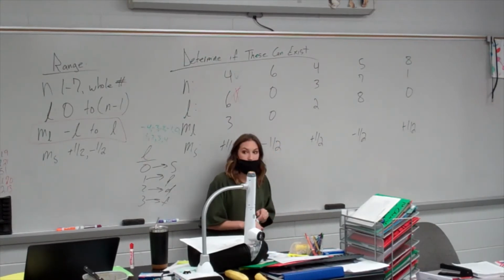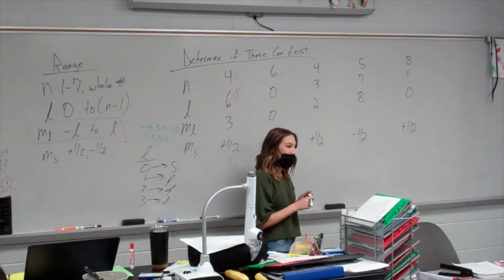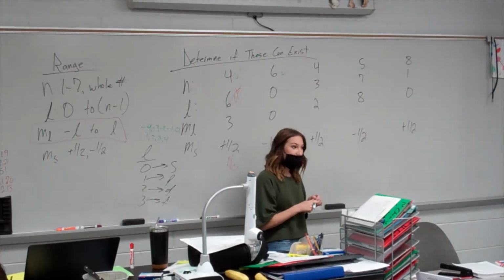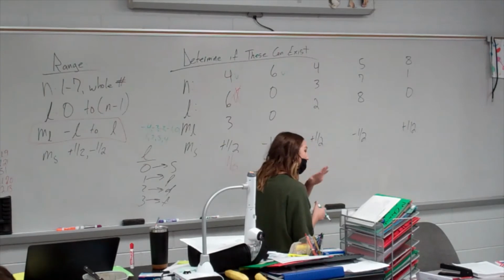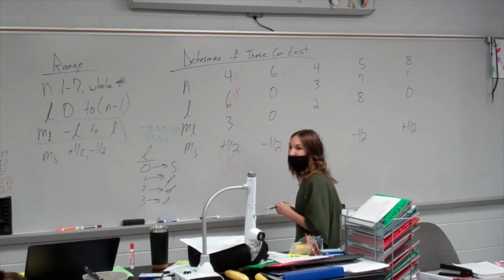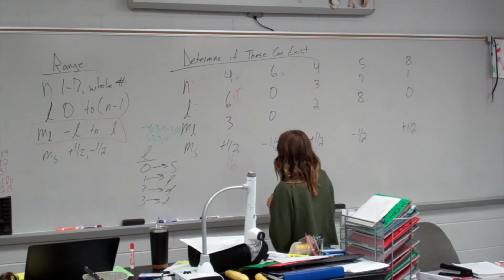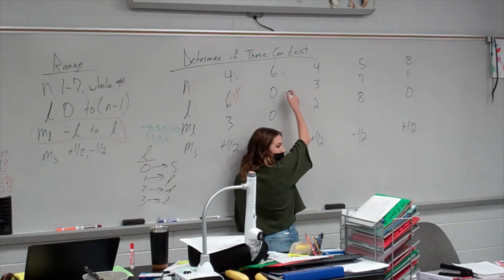I know this one's right. On the first one? Yeah. No, because N is 4. Because it's 1 through 7. I don't understand. Okay, so where N is 4, it can only go from 0 to N minus 1. N is 4, which means 0 to 3. Oh, okay. So 0, 1, 2, or 3. That's right.